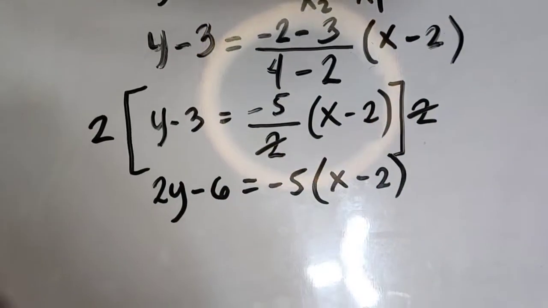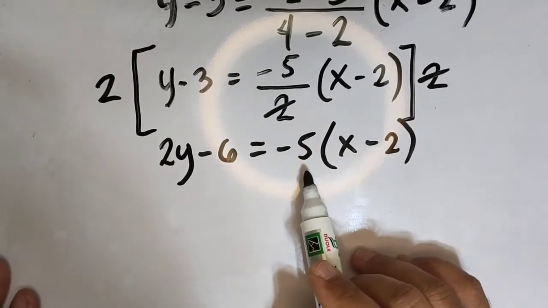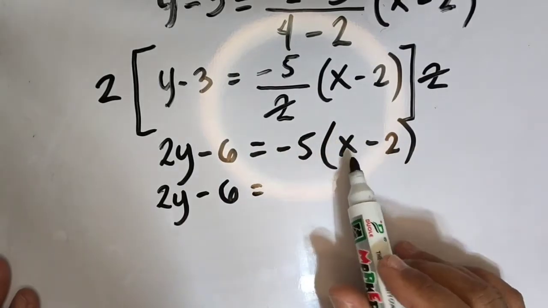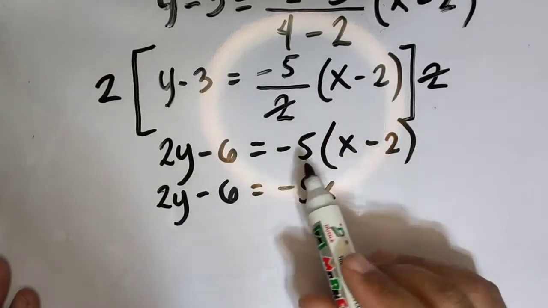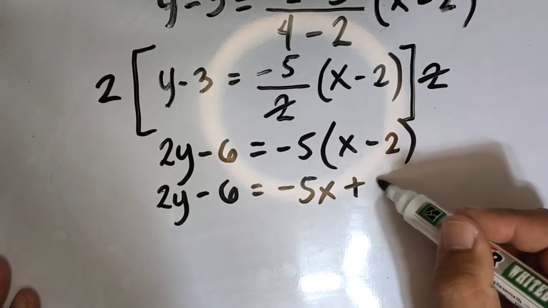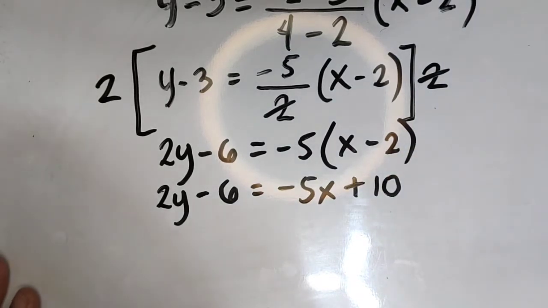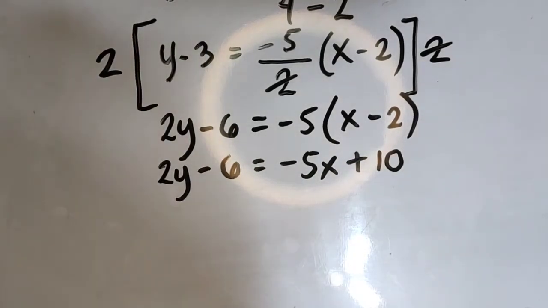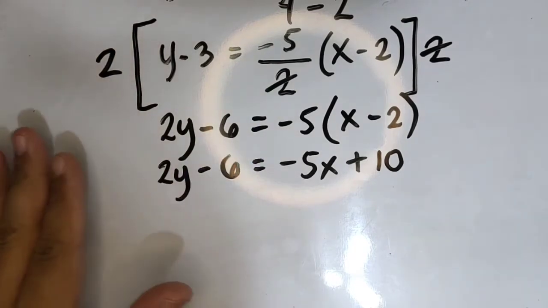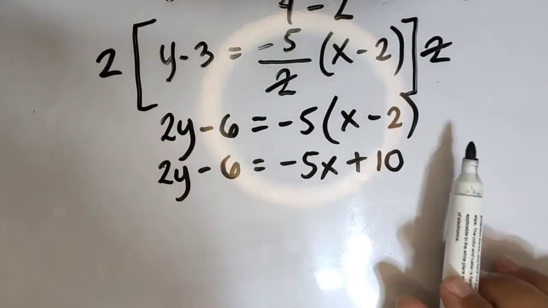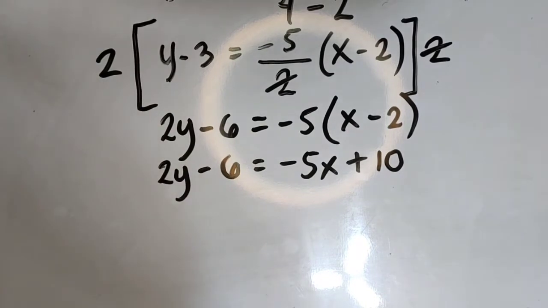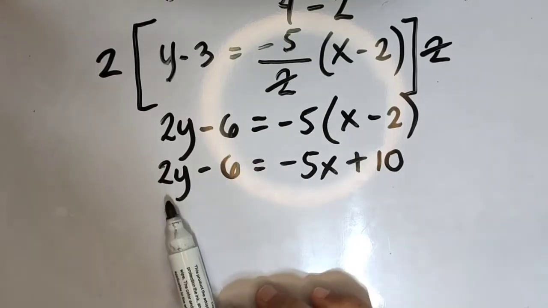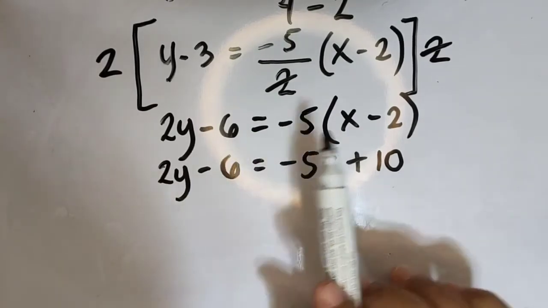Okay? Next is, we will distribute negative 5. So we will just copy 2y minus 6 is equal to negative 5 times x, negative 5x. Negative 5 times negative 2 is positive 10. And then, kapag sinabi natin standard form, kailangan lahat ng mga terms natin na merong mga variables nasa right side. Lahat ng constant ay nasa left side. So, gagawin na lang natin ay transposition na lang. Okay? We will transpose negative 5x to the left, and then we will transpose negative 6 to the right.